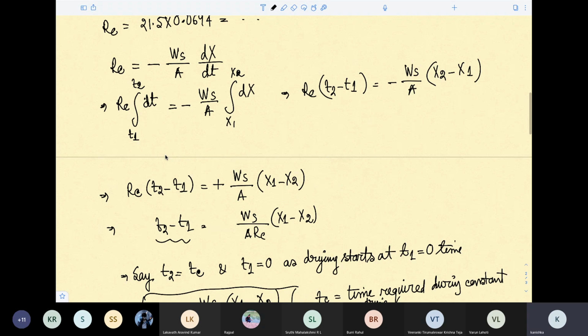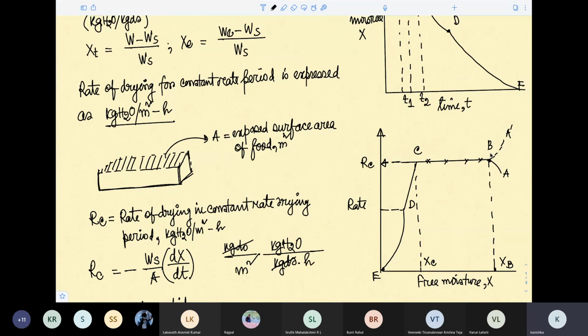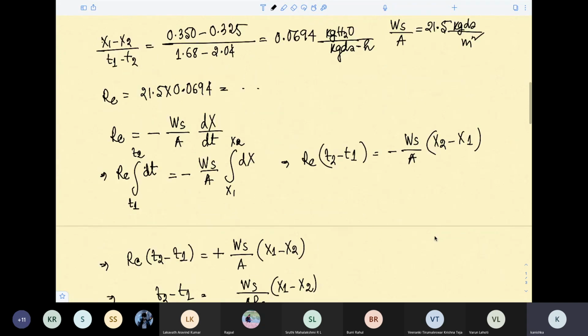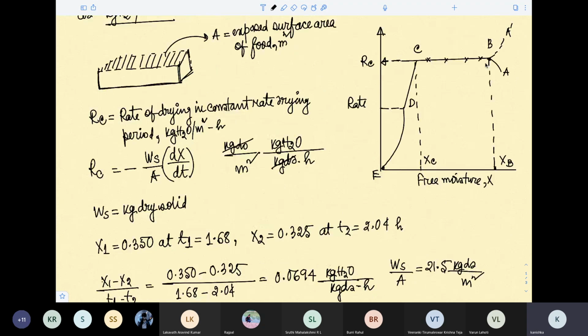Now see, so x1 could be here anywhere. Basically at the very beginning we are saying this is x1. That means if you look at here, this is corresponding to xb, and the final one is xc, right? So we can also write TC equals Ws by A RC (xb minus xc), because this is the constant rate drying period from xb to xc. So this is the initial moisture content xb, which is x1, and the final one is xc, that is equal to x2.